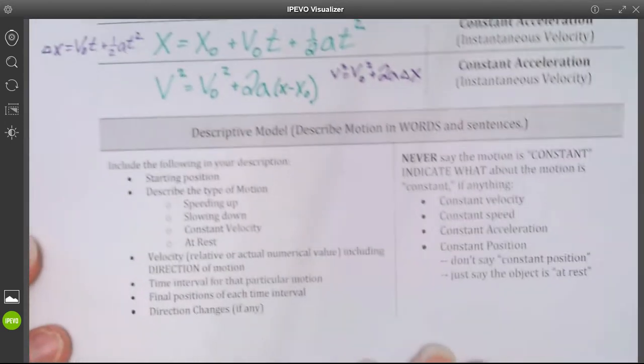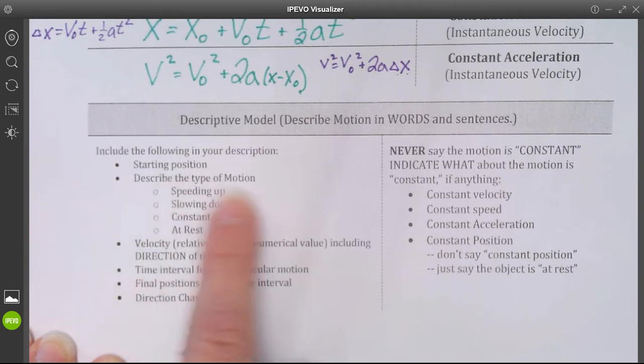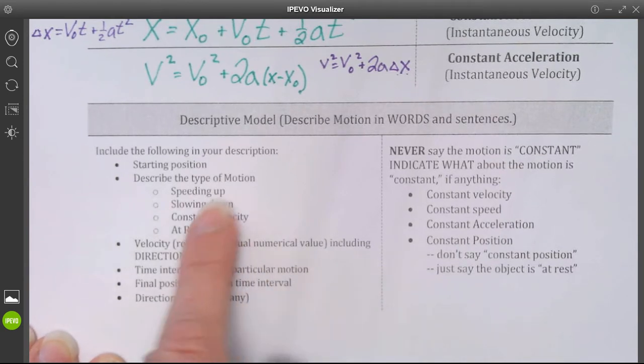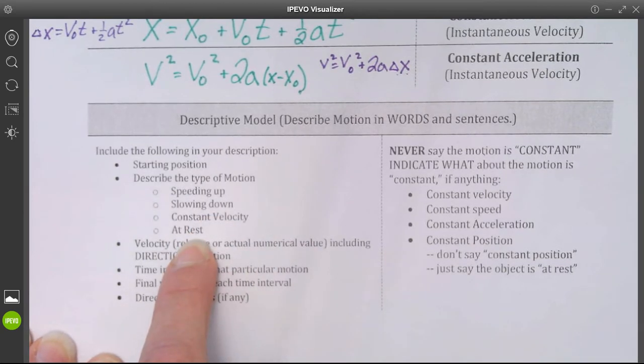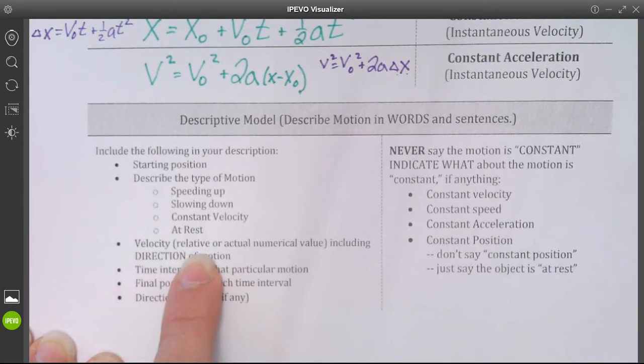The last thing that we have on this page is a descriptive model, if we're trying to describe in words and sentences. Some things to keep in mind when describing motion using graphs is to talk about what is the starting position, and talk about the type of motion. Instead of just saying accelerating or the object accelerates, be specific. Is it speeding up or is it slowing down? Do we have a constant velocity or is the object at rest? When you're referring to velocity, maybe talk about the actual or relative velocity. If we're moving faster or slower, what the actual numerical value is.